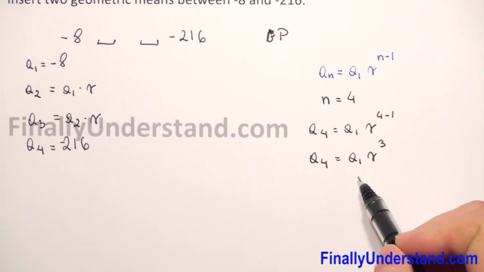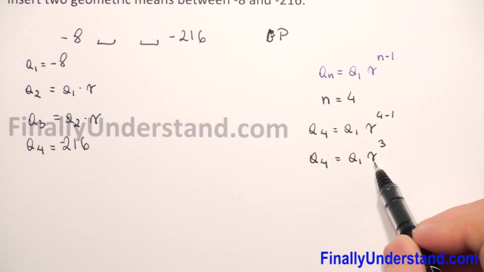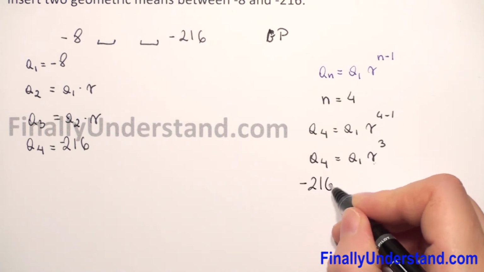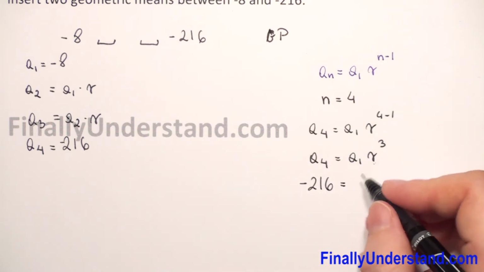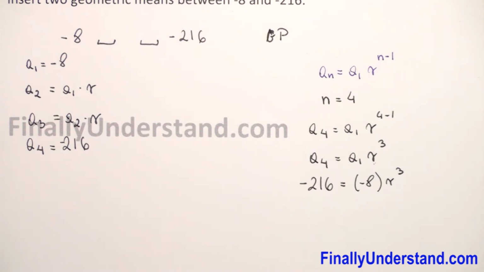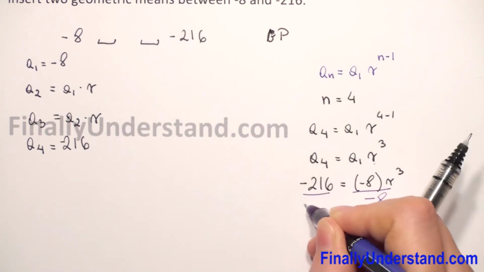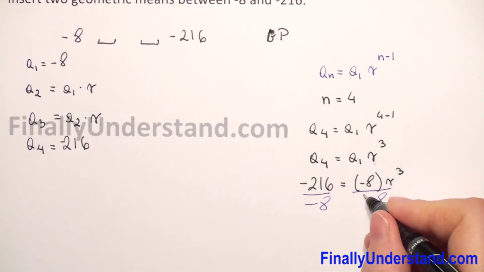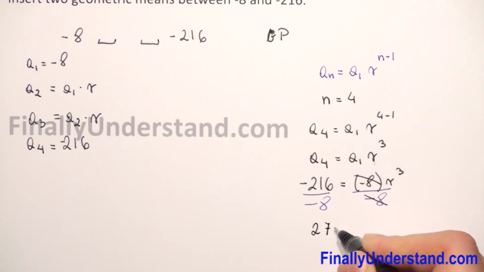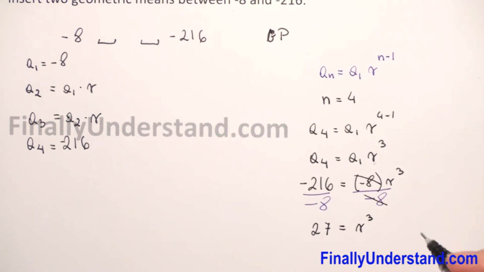What is unknown in this equation? We have A4, we have A1, the unknown is only r. So let me substitute A4 by -216, A1 is -8, and we have r to the third power. Now I will divide both sides by -8. -8 and -8 we can reduce. 216 divided by 8 is 27, and the negatives we reduce, so we have 27 is equal to r to the third power.